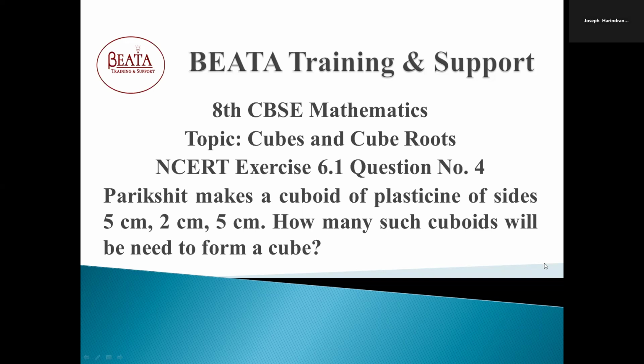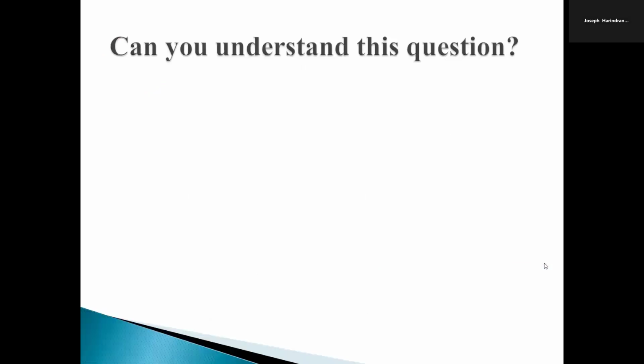Parikshit makes a cuboid of plasticine of sides 5 centimeter, 2 centimeter, 5 centimeter. How many such cuboids will be needed to form a cube? Can you understand this question?